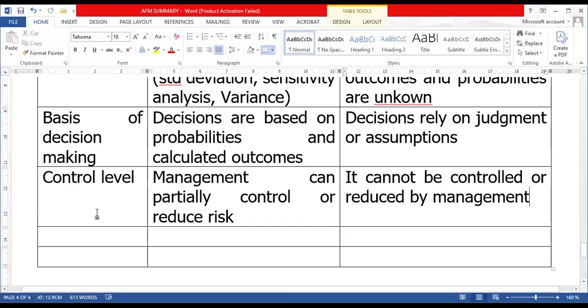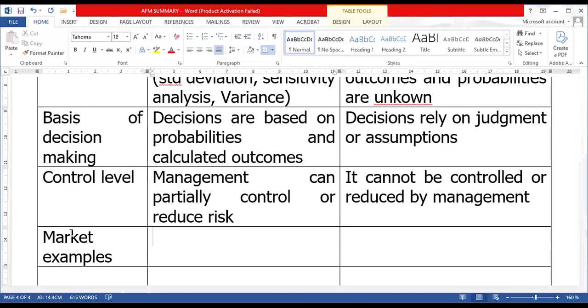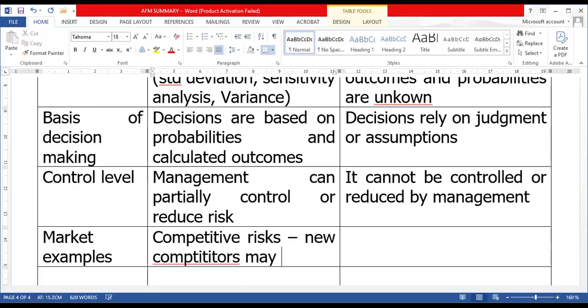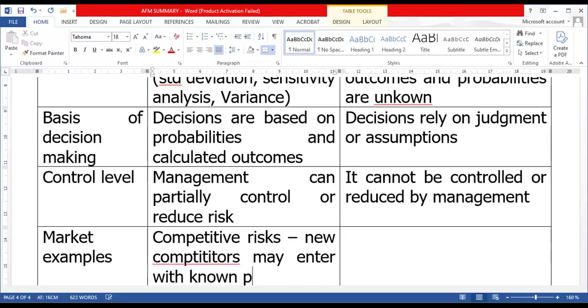So when you're looking at the market examples here, if you look at the competitive risk, for example, you're talking about new competitors. New competitors may enter with known probability.